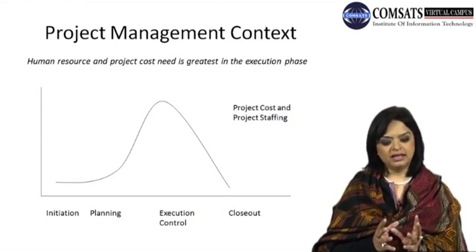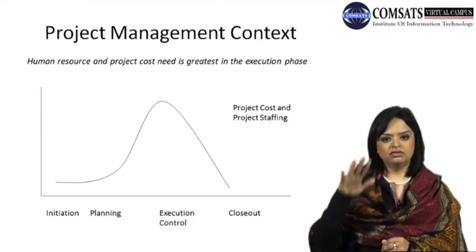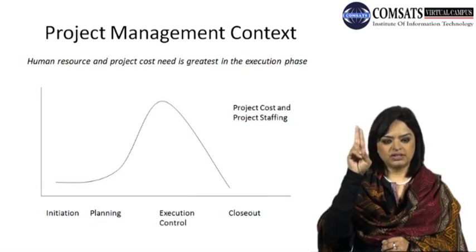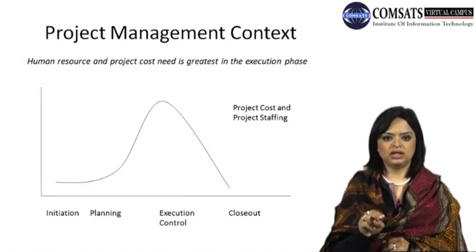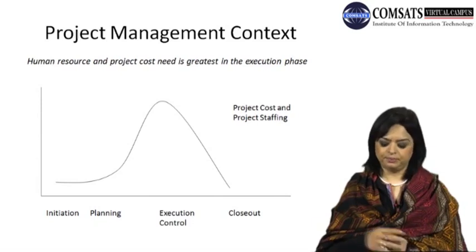But the crux of the slide is that the whole bell curve takes peak from project cost and staffing perspective in the execution and the control phase. Human resource and project cost need is the greatest in the execution phase.